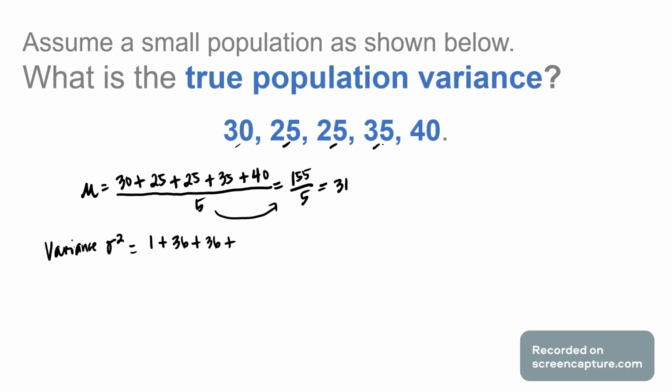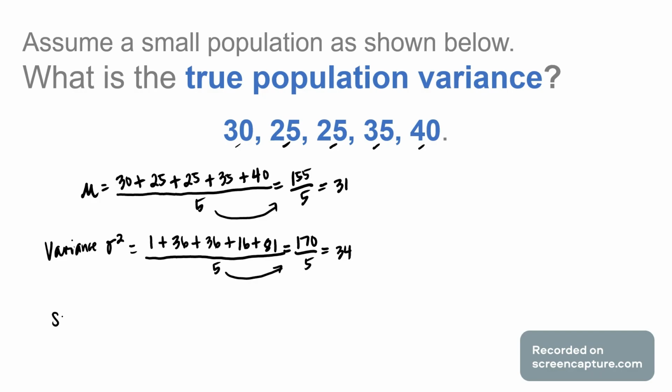So let's go to the fourth. 35 minus 31 is 4. 4 times 4 is 16. And the last is 40. 40 minus 31 is 9. 9 times 9 is 81. And the sum of these values is 170, divided by, again, 5, the population size. So 170 divided by 5 is 34. This is what we need.